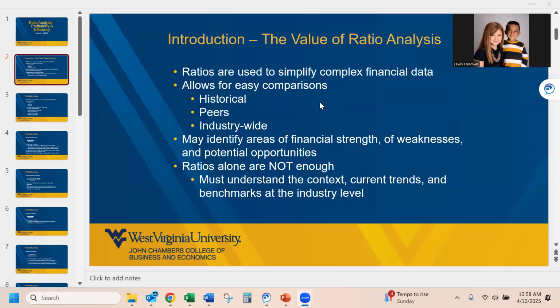Ratios are not ever going to be enough in and of themselves to make a full-blown decision on anything, but they're a good starting place. As long as we understand what they are and how we're meant to use them, and we're using them in conjunction with other information, then we can make a good decision about whatever it is that we're looking at.